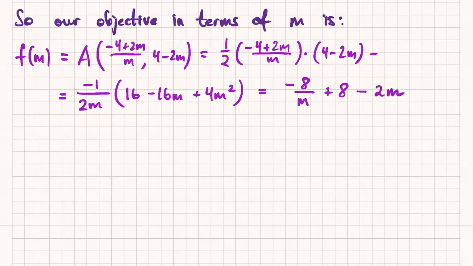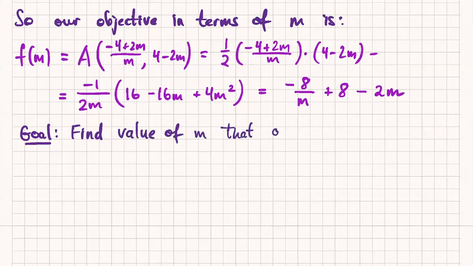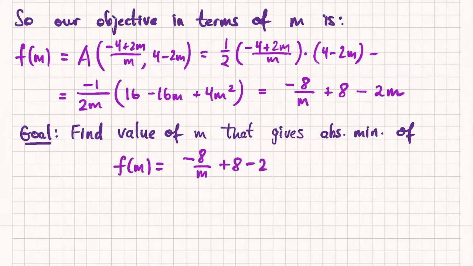And now, who had it? Margaret had it, right? Now this is where Margaret comes in. She's now going to tell us what the goal is, or the interval of interest. Goal, I want the least area, right? So actually, I wanted the equation of the line. So find the value of m that gives the absolute minimum of my function. So this is my function, negative 8 over m plus 8 minus 2m.